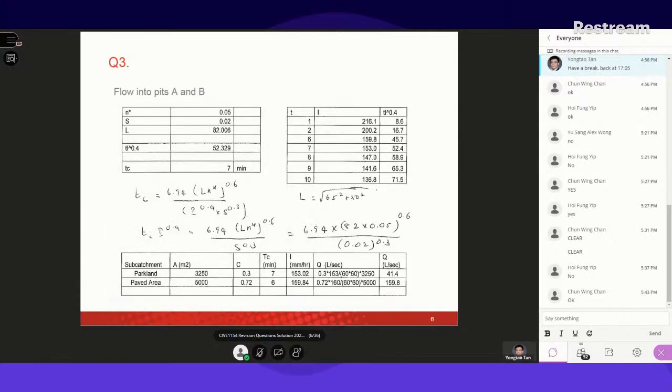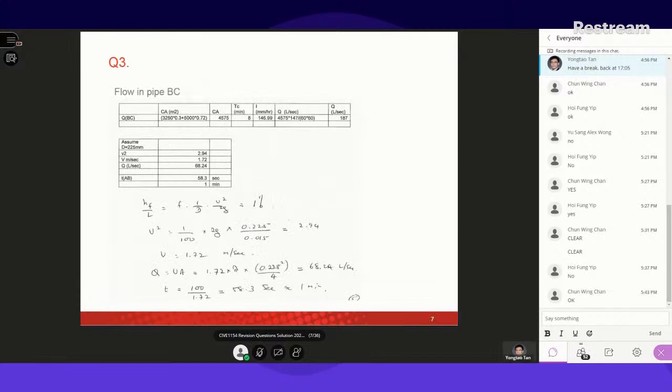Whether the capacity is larger than the peak flow. For example, now here you can see that the peak flow in the pipe AB is 41.4. Okay, so we can see that this is larger than, right? So this is larger than the peak flow. So this is suitable for pipe AB. Means the pipe AB, the diameter 225 millimeter is suitable.